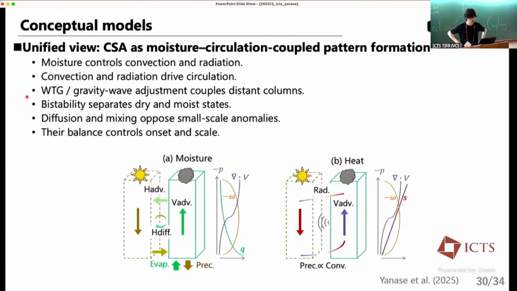So the unified view is that moisture controls convection and radiation, and convection and radiation drive circulation based on the weak temperature gradient balance. And this coupling is formulated as a finite-distance coupling. By formulating this, the column has the bistability of both dry equilibrium and moist equilibrium. And this amplifies perturbations, but diffusion and mixing suppress the small-scale variability. And their balance controls the onset and scale. So that is one of the frameworks we propose.